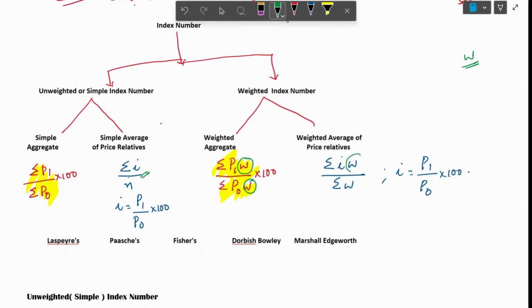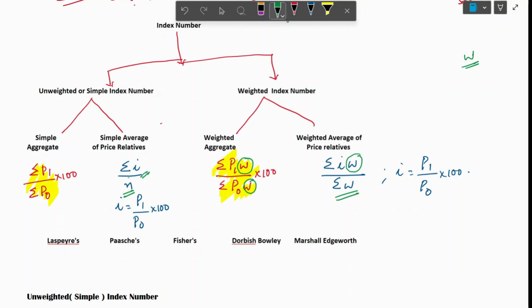Here what is coming? Multiplication with W, and the denominator is the summation of W. You are going to add the weightage. Therefore, the total weightage we are going to divide with the summation of W. That is what you are going to get, the value of the weighted average of price relative. Here N means the number of commodities. Therefore, these are the four formulas you need to learn for constructing the index numbers by these different methods.